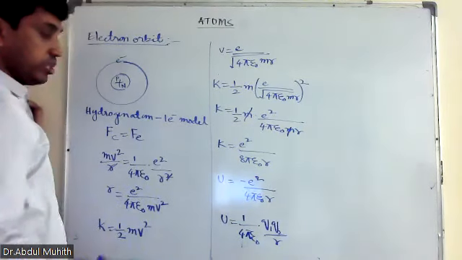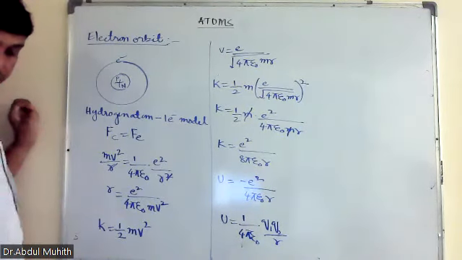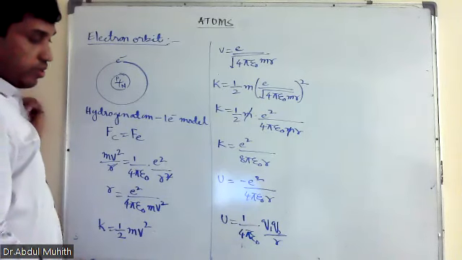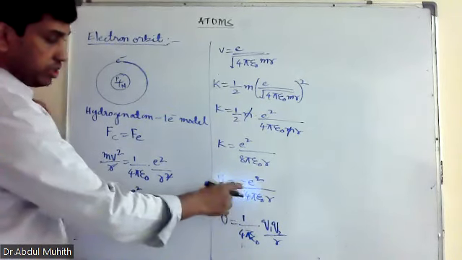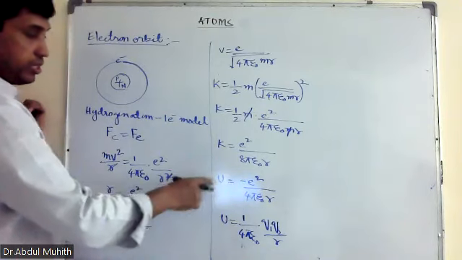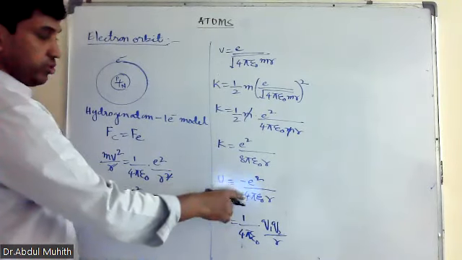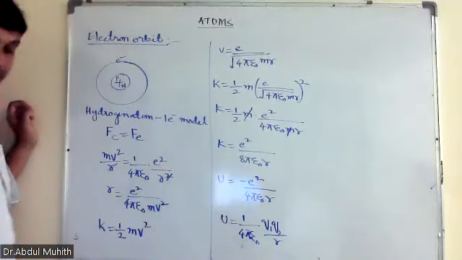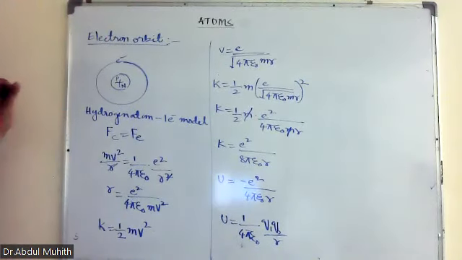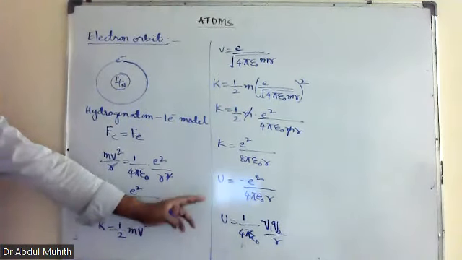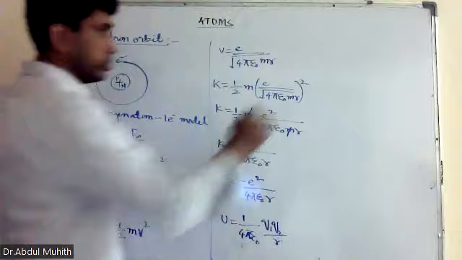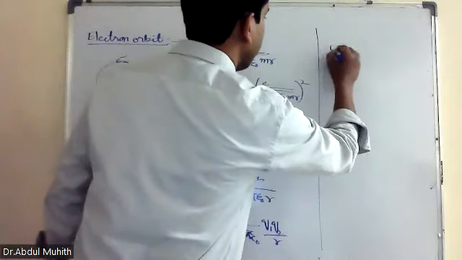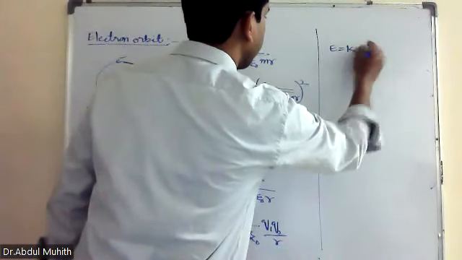So the potential energy formula is 1 by 4 pi epsilon 0 Q1 Q2 by R. Because it is an attractive force, the electron is negative and the proton is positive, so plus into minus will become minus. So you have two energies now, and we'll add both of them. The total energy is equal to kinetic energy plus potential energy.